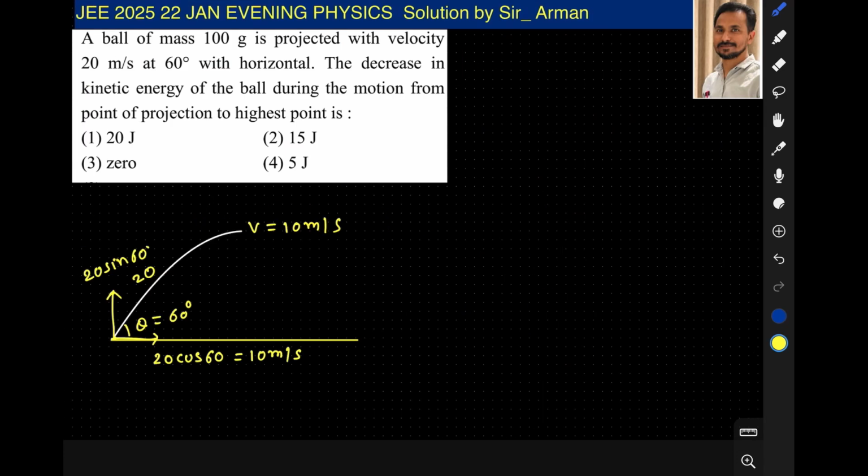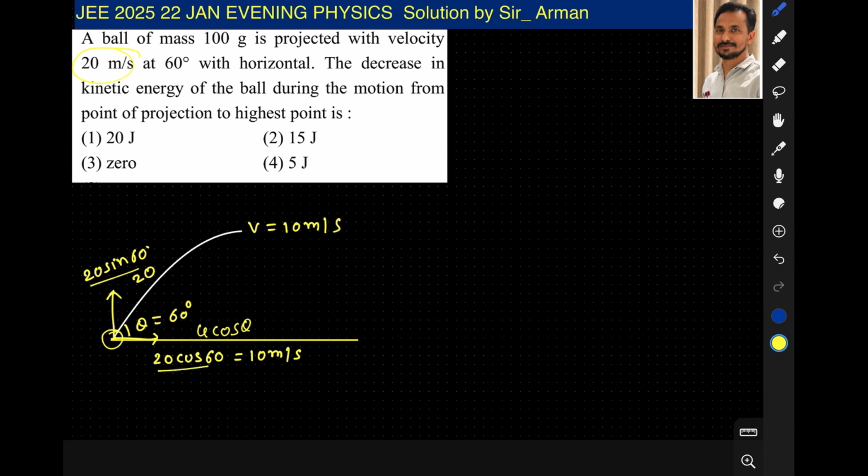A ball of mass 100 gram is projected with velocity 20 meter per second at an angle 60 with the horizontal. Find the decrease in the kinetic energy of the ball during the motion from the point of projection to the highest point. So we know that when the object is fired from this point, its velocity has two components. One is u cos theta and another is u sin theta.